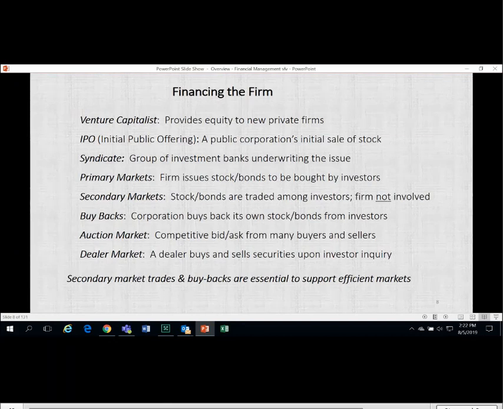Next, we have buybacks. Sometimes corporations buy back their own stock and bonds from investors. That is, it might have issued stock in the past, but for various reasons, it may go out and solicit to buy stocks from investors. In that case, the corporation sends cash to investors. The investors send those securities back to the corporation, who then removes those securities from their balance sheet.